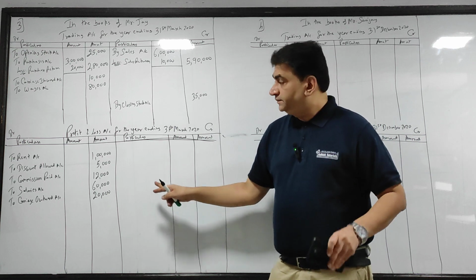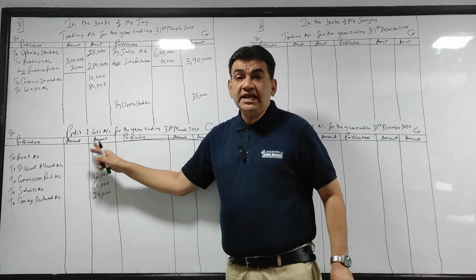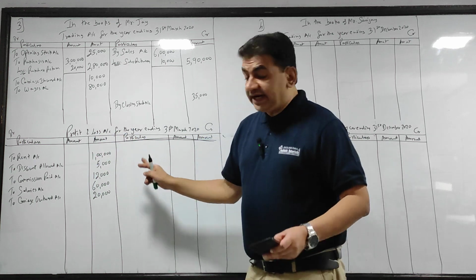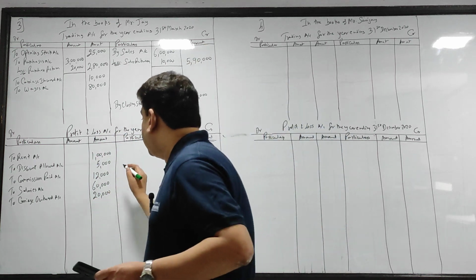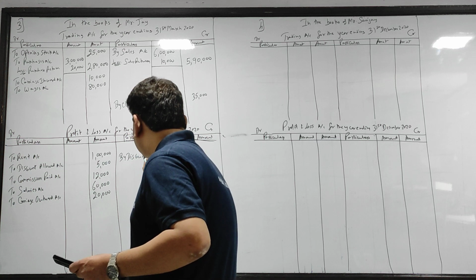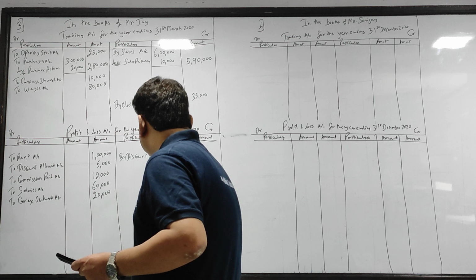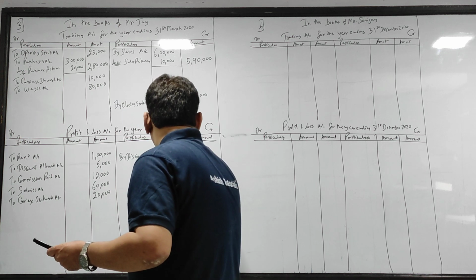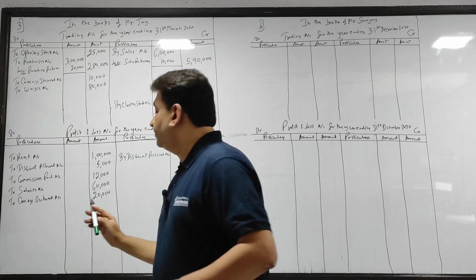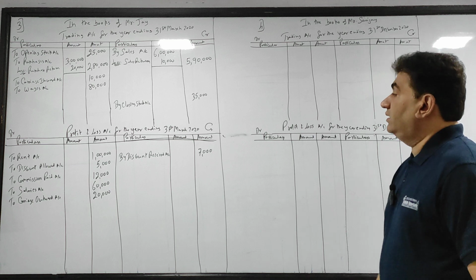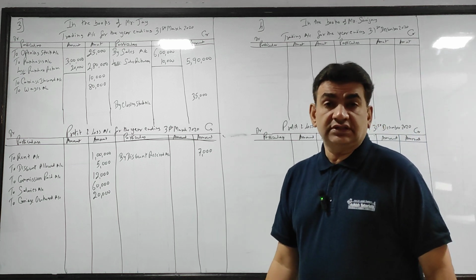And what I told you, when you write something in P&L, debit as well as credit, leave one line. So on the credit side leave one line and then write by discount received account 7,000. Okay. By discount received account 7,000.